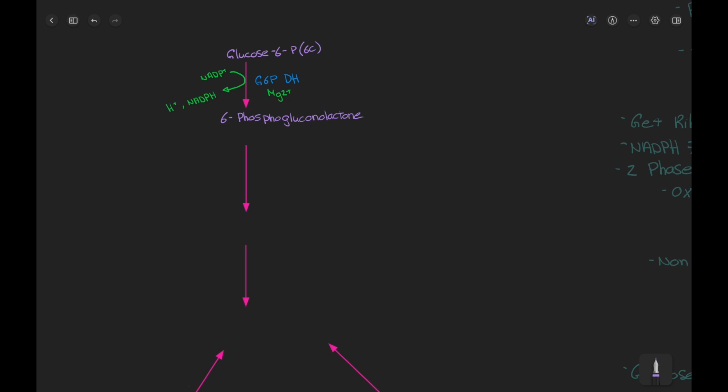Next is a hydrolysis reaction of 6-phosphogluconolactone. So we'll have our water come in. And this is done by the enzyme 6-phosphogluconolactonase, or just lactonase, where the cyclic lactone is hydrolyzed to form the open chain 6-phosphogluconate.